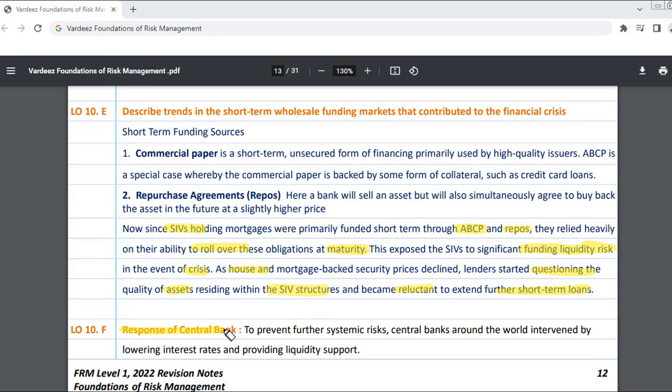So what was the response of the central bank? To prevent further systemic risk, a domino effect on the overall financial system, central banks around the world intervened by lowering the interest rates and they provided liquidity support. Okay, so this was the response by the central banks. So with this, we are done with the 10th chapter. Now moving on to the 9th chapter.